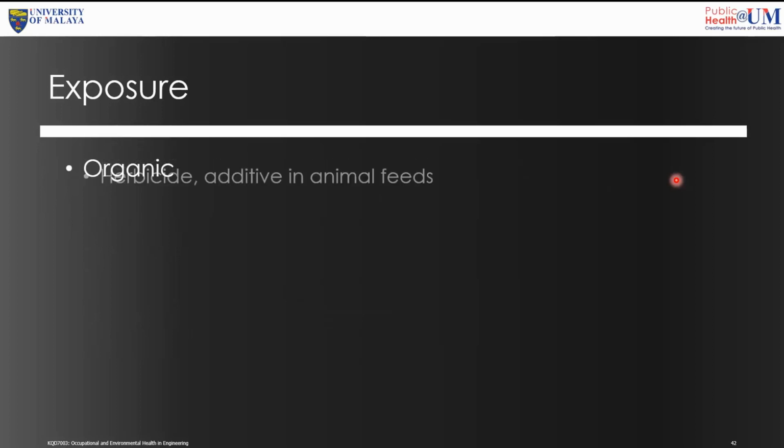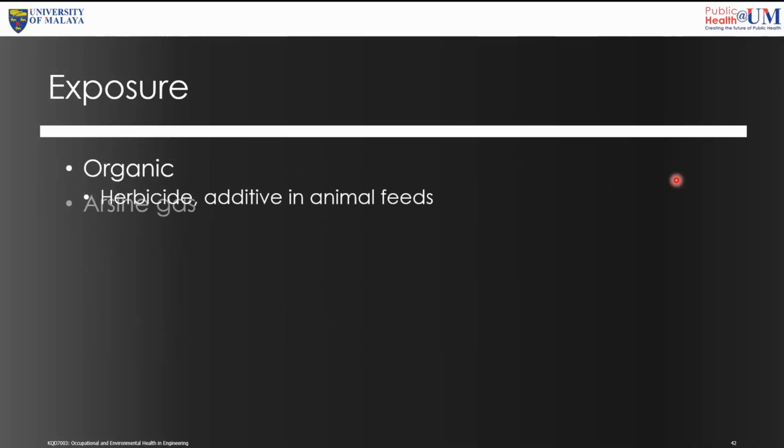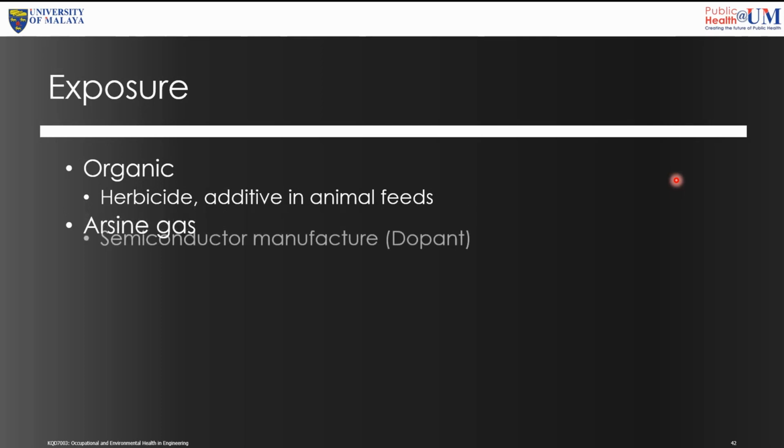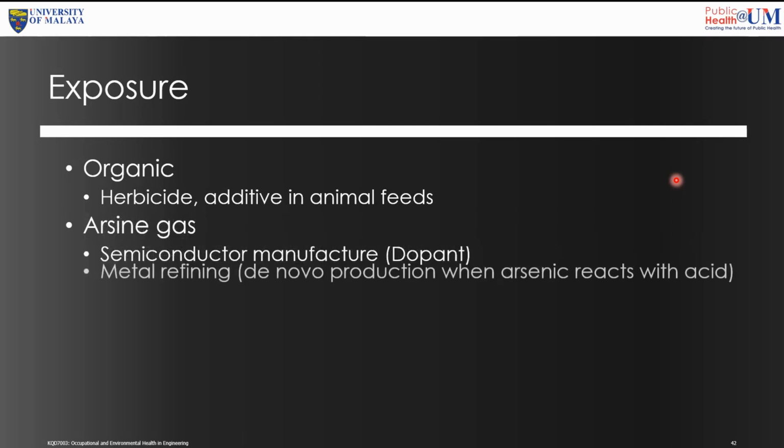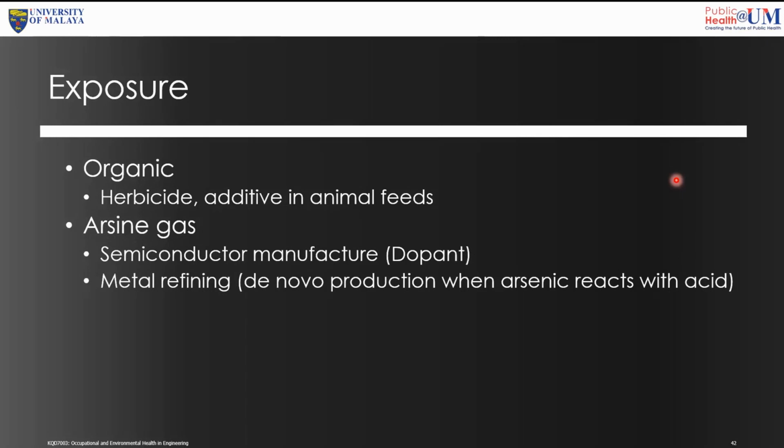So organic lead, herbicide, additive in animal feed, arsine gas, semiconductor manufacturing, DuPont, metal refining, the novel production when arsenic reacts with acid. So arsenic is used in arsine gas, and arsenic is used in many industries. The main issue also is that it is present naturally in a lot of places.